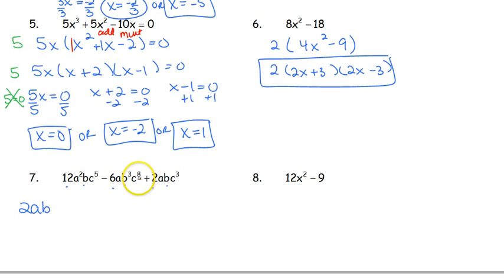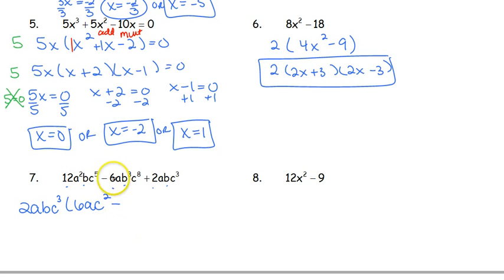5 C's, 8 C's, 3 C's. The most I can pull out is 3. If I try pulling out more than 3, my last piece is going to have a problem. So I pull out the lowest number out of all 3 pieces. 12 divided by 2, 6. I've got 2 A's, I took 1 away, I've got 1 left. I took out the only B, so there's no B's. 5 minus 3, I've got 2 C's left.